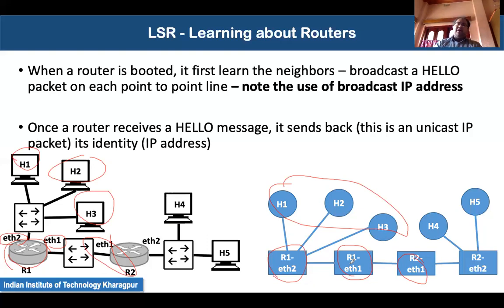That way every router understands which other nodes are connected to it over the different interfaces it has, and from there it constructs a network graph. So that is the first step, to construct this kind of network graph.